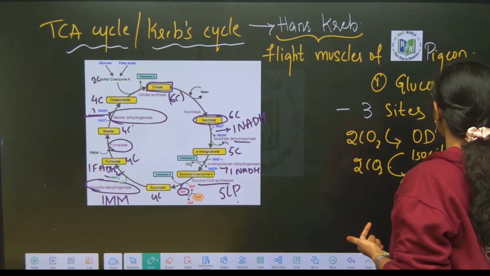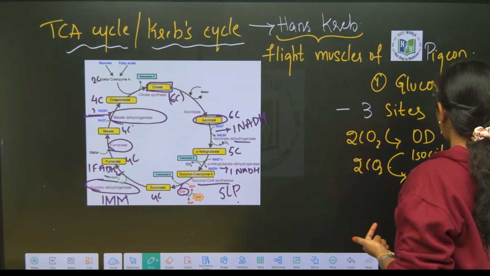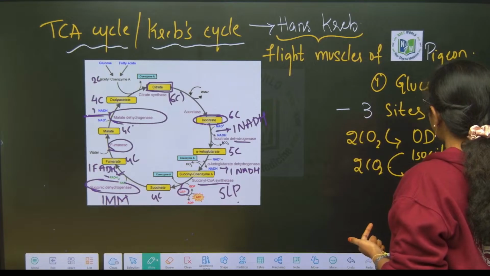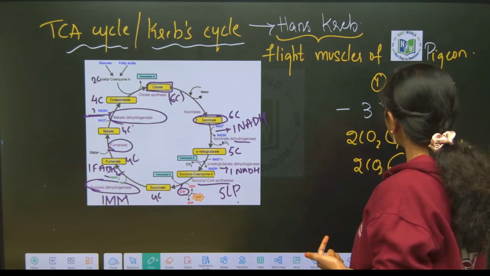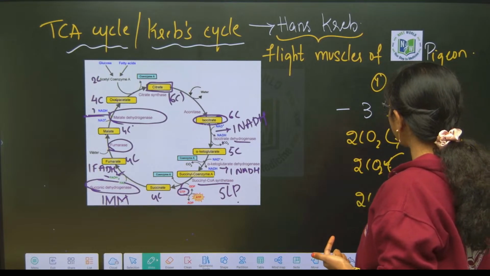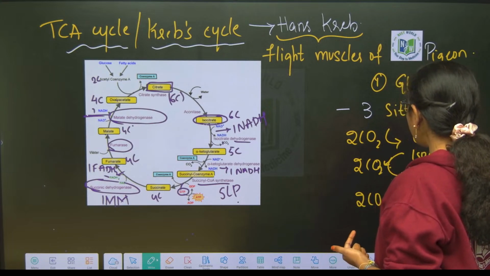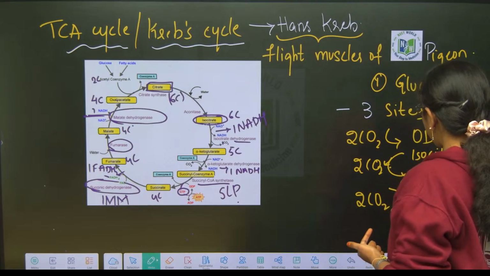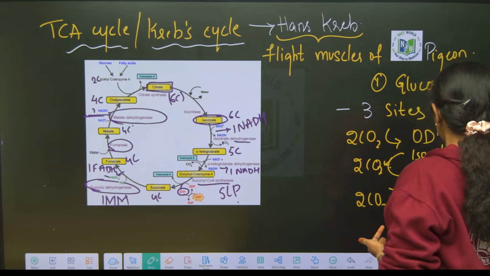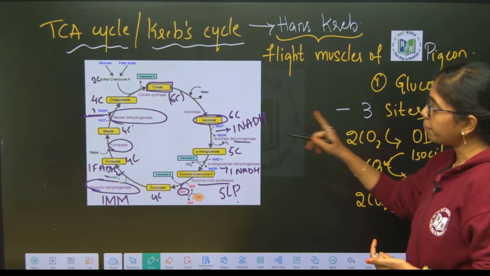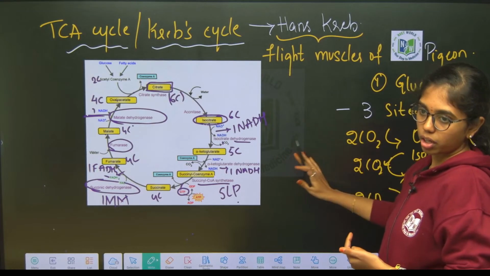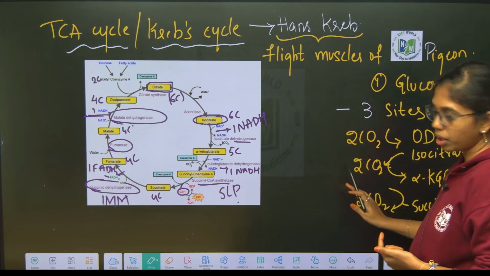Isocitrate to alpha ketoglutarate, fine, and then 2 carbon dioxides will be released again from where? Alpha ketoglutarate to succinyl CoA. Remember this, very important. Fine. So, complete oxidation of glucose happened or not? Happened. Complete oxidation of glucose.